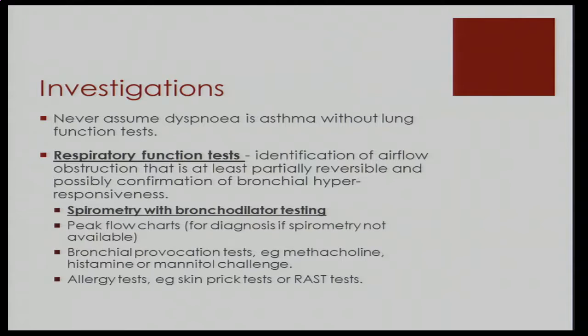So there's several tests that we have available to us. So the first one is spirometry with bronchodilator testing, which I'm sure many of you are familiar with, many of you do in your own rooms, which I'm going to spend a little bit of time talking about. Peak flow charts really can be very useful, especially if spirometry is not available in your practice and you can't refer patients to a respiratory lab. And then bronchial provocation testing, which I'll also talk about. And then sometimes we do ancillary testing where we're testing for evidence of atopy, so sensitization towards some environmental and sometimes some occupational agents as well through skin prick testing or RAST testing, which is a blood test.